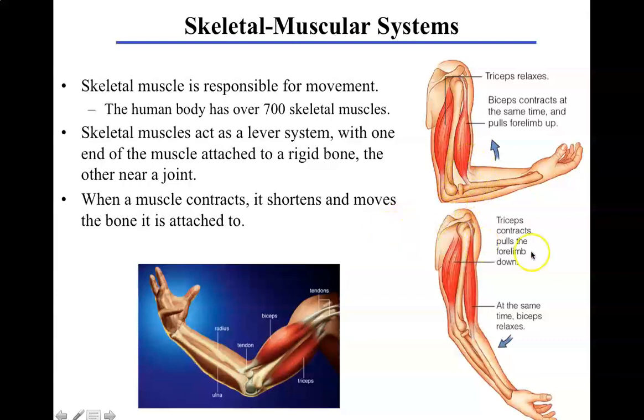And so oftentimes these skeletal muscles come in pairs as well. So the biceps and the triceps are a good example. When the biceps contract, it moves the arm up, and when the triceps contracts, it moves the arm down. So they're kind of these alternating levers. So one muscle group moves a limb in one direction and another muscle group moves it in another direction.